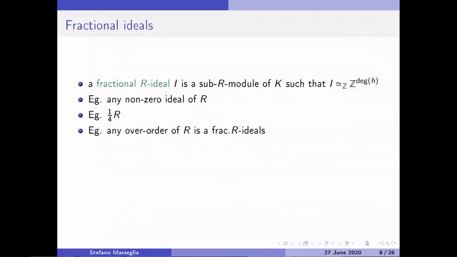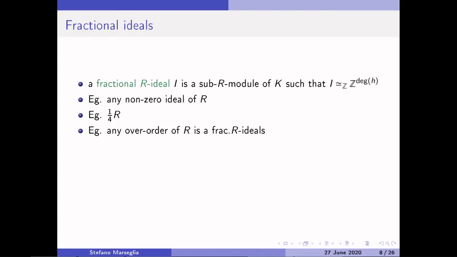Great. Another thing that we are going to use a lot is the notion of fractional ideal. A fractional ideal of any order R is a sub-R-module of the number field. And we require the submodule also to be a free abelian group of maximal rank. Examples of fractional ideals are every ideal which is non-zero. Every non-zero ideal of the ring is going to be a fractional ideal. Necessarily, it will have maximal rank. But we can also take modules of the form 1 over something times R.